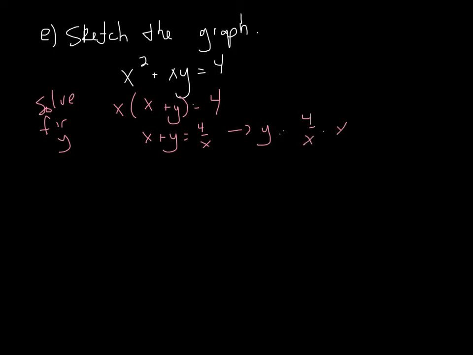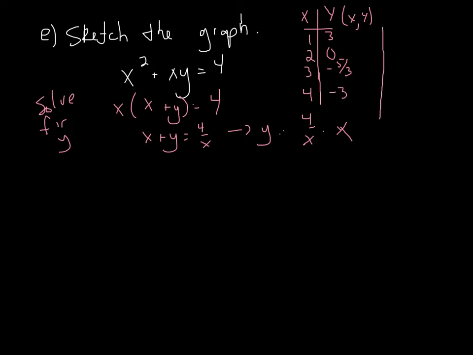The reason I did that is because now I can make a table and just plug in some x values and get some y values. Plug in 1. If you plug in 1 for x, you get 4 over 1 minus 1. That's 4 minus 1, which is 3. Plug in 2, you get 0. Plug in 3, you get negative 5 thirds. Plug in 4, and you get negative 3. Now, I did that rather quickly because I already had it done. But I assume you guys can plug in values for x.